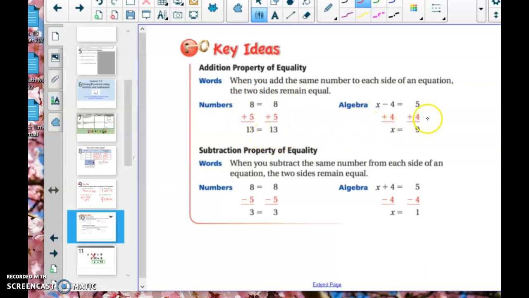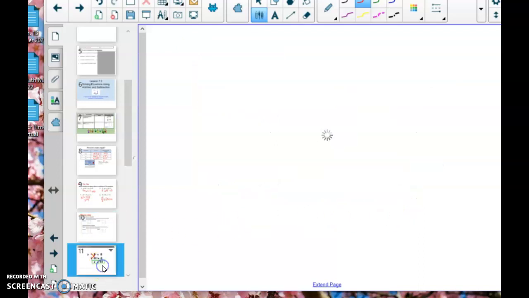When we look at it with an algebra problem, if I have x minus 4 equals 5, and I add 4 to this side, and I add 4 to this side, then that equation is still going to be equal. The same thing is true for subtraction. If I subtract the same number from each side of the equation, the two sides will remain equal. If we all agree 8 equals 8, if I subtract 5 from both sides, that is still going to equal 3. With algebra, we'll use it more often. If I subtract 4 on both sides here, that equation is still going to be equal.